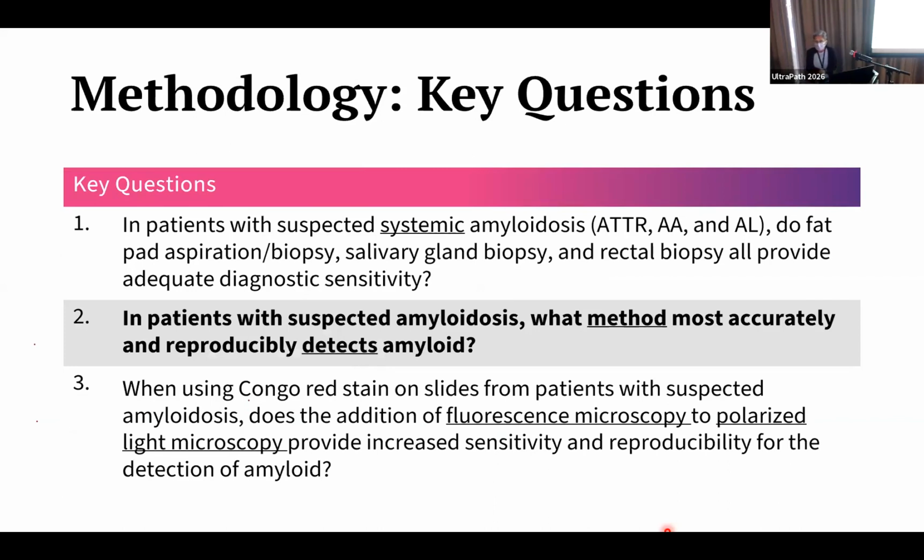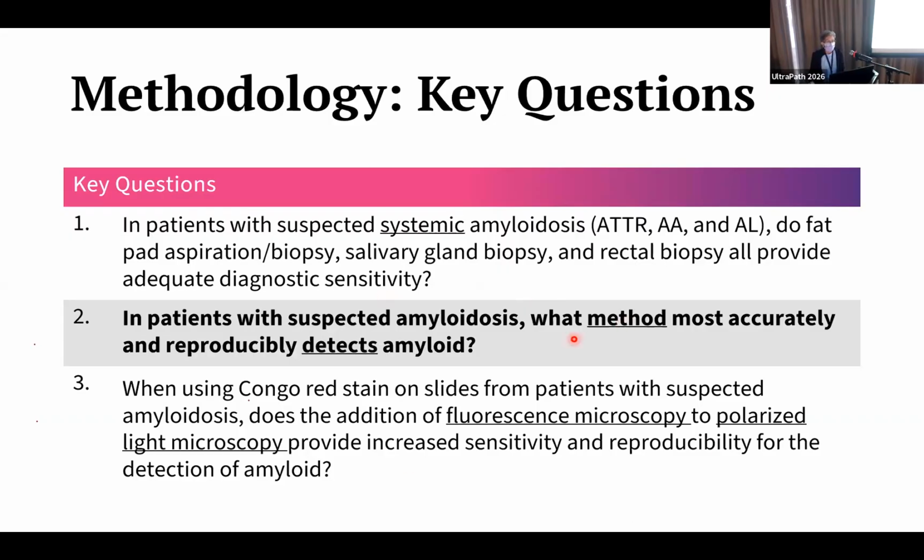These were the key questions that we came up with, which you can see, in patients. And by the way, no CNS. We weren't in amyloidosis, but we were otherwise tissue agnostic. So in patients with suspected amyloidosis, do surrogate biopsies work as well with diagnostic sensitivity as target organ biopsies? I'm focusing on key question 2, which is where EM only popped up. In patients with suspected amyloidosis, what method most accurately and reproducibly detects amyloid?